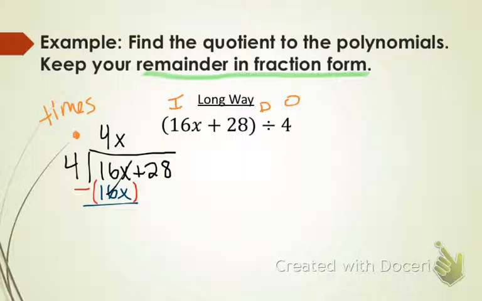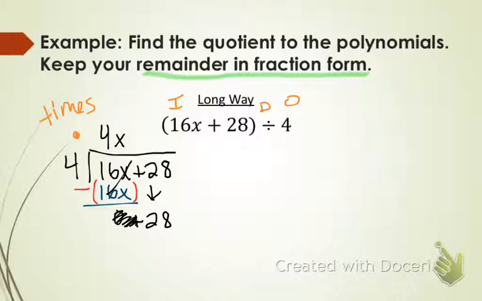So from these two, that's just 0. Bring down the next digit, or the next term, 28. So I don't need the 0 in front of it, and I don't need the plus, because it's a positive 28. Next question. 4 times what is going to give us a 28?